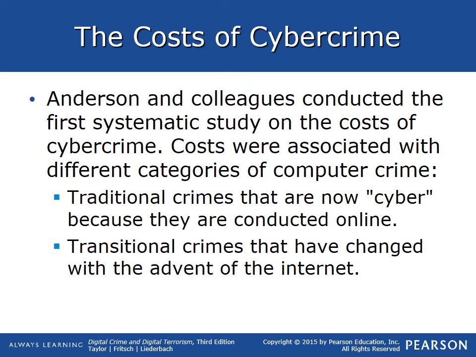Anderson and colleagues conducted the first systematic study of the costs of cybercrime. Costs were associated with different categories of cybercrime, and with traditional crimes that are now cyber because they're conducted online and have changed with the advent of the internet. So they looked at the new cybercrimes, malware, hacking, things such as that, and compared them to the traditional crimes that have changed with the internet. When you're looking at child pornography, for example, we're getting into new mediums of child exploitation. There are also new mechanisms of fraud, and new ways people use the internet to launder their money online.